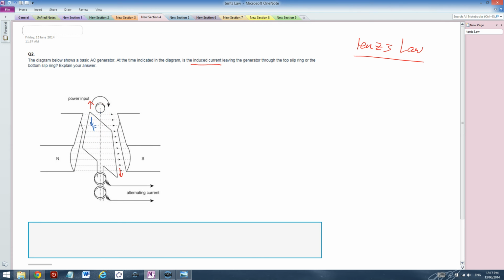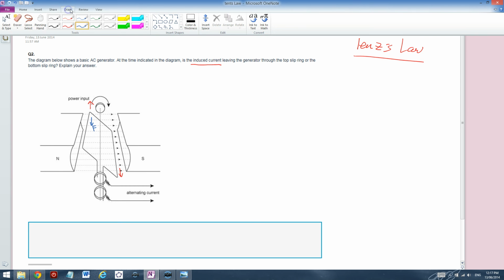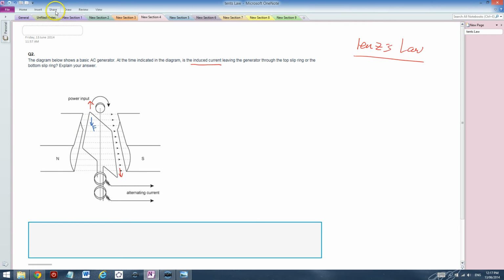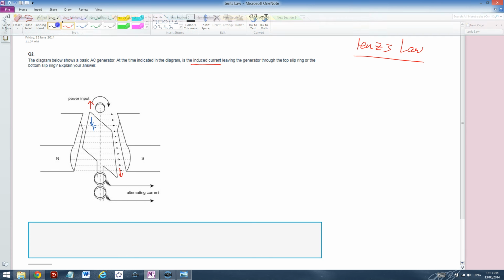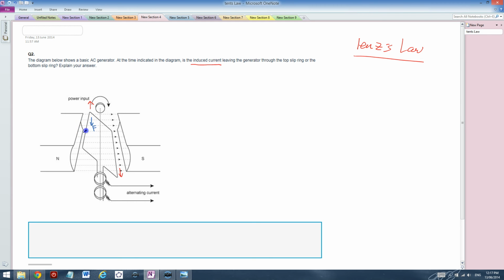The coil pushes the force downwards, and you line your fingers in line with the magnetic field, and you figure out the current actually goes in this direction. So the current goes in there and comes out there. So that's the direction of the current.